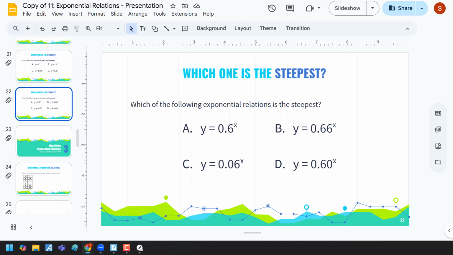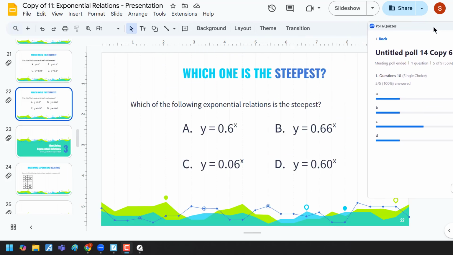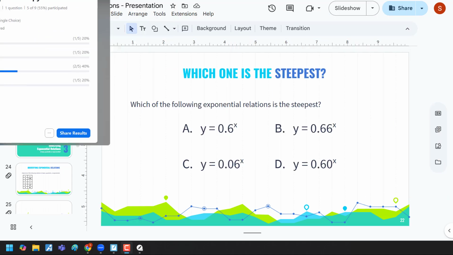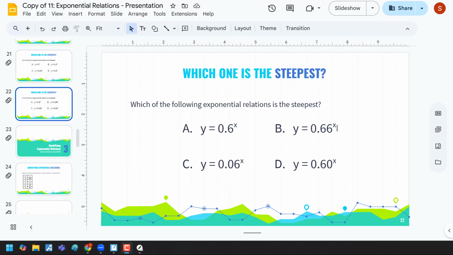Now we have another option. Let's try this one. Okay, well, here are the results here. A, B, C, and D. Most of you said C. Let's see if that's right. So this is a decreasing function. How do I know? Well, the number is less than 1. So we're looking for the smallest number here now.